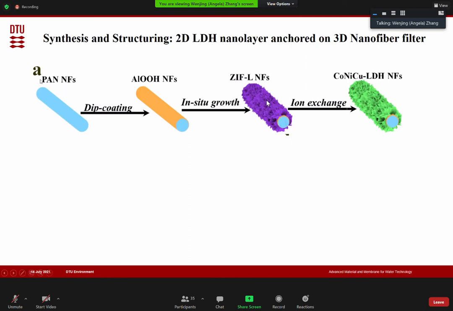So what we have as a beginning is polymer nanofibers, PAN nanofibers in this case. And then we dip coat with aluminum hydroxide. Afterwards, there will be the in situ growth of a ZIF-L on top. It's kind of a leaf structure. And then we do the ion exchange to make cobalt, nickel, copper LDH nanofibers.